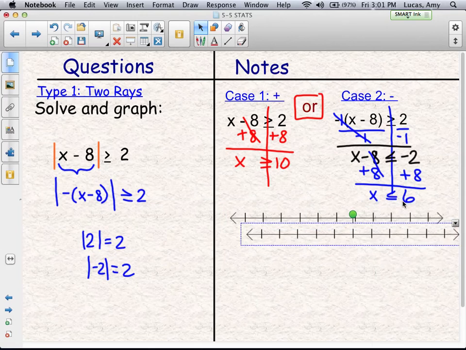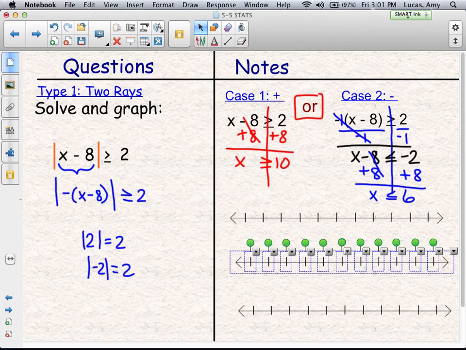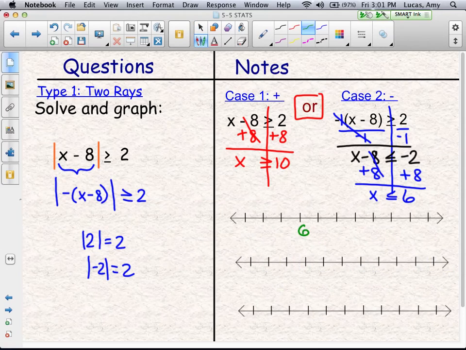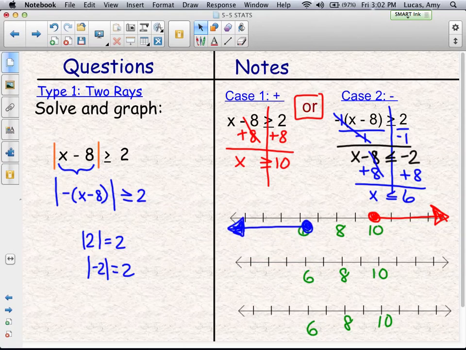We will graph them separately and then we will put them together as a union, just like we did in the last section. So 6 to 10 on each of my number lines. My red one is greater than or equal to 10. My blue one, less than or equal to 6. And if I unite them together, look what happens. I've got 2 rays.